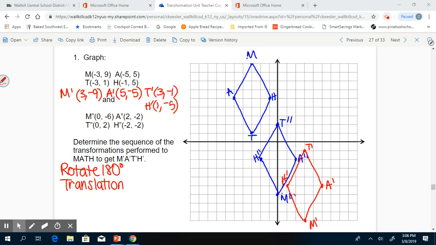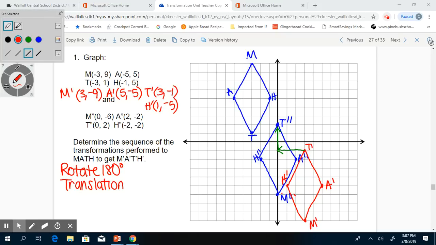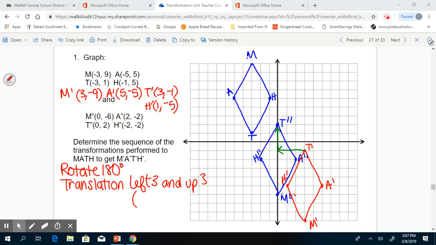In the direction of, well, let's see, we have to count. So the translation is going to be left 3 and up 3. So I could write translation left 3 and up 3, which if you remember is x minus 3, y plus 3. So we're done. By doing that last translation, it has moved it into the right direction. We've stated the two things that have occurred to get math to math double prime.